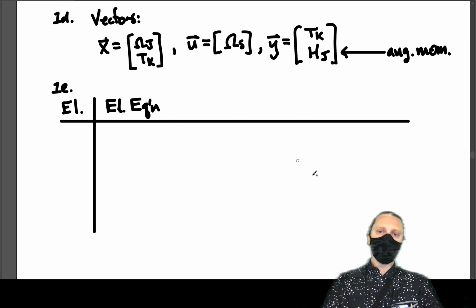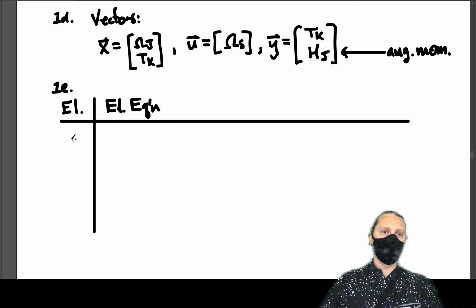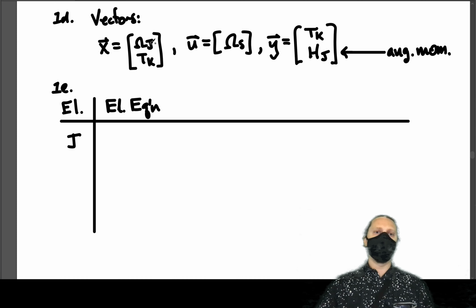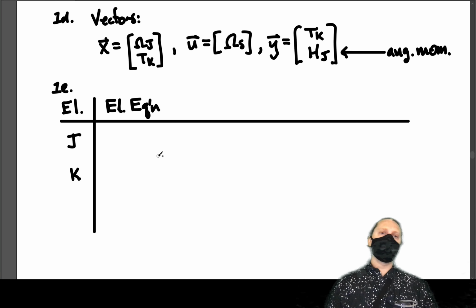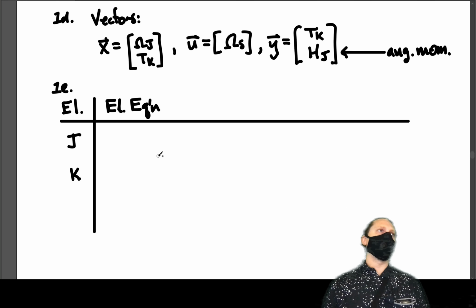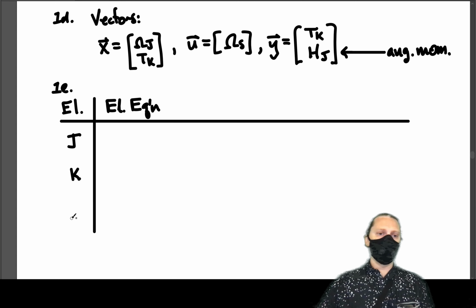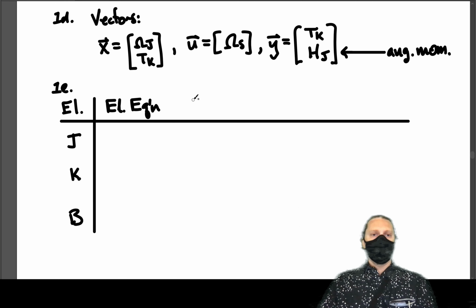And then later on down here, we're going to put in the continuity and compatibility equations as well. So I like to list my elements in the same order that I put the state vector. So I put omega j first, so I'll put j, and then I'll put k. This pays off later, just in terms of keeping things straight, but it's up to you. Then I also need to include my damper b.